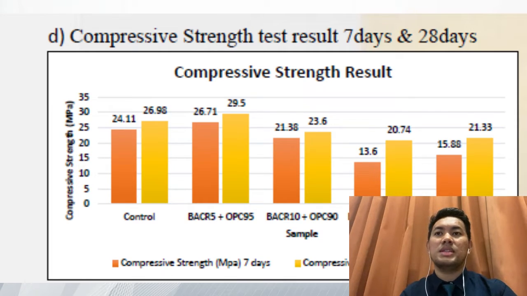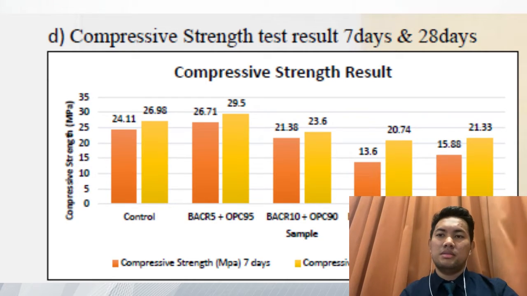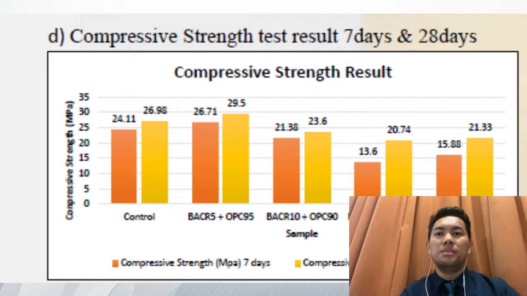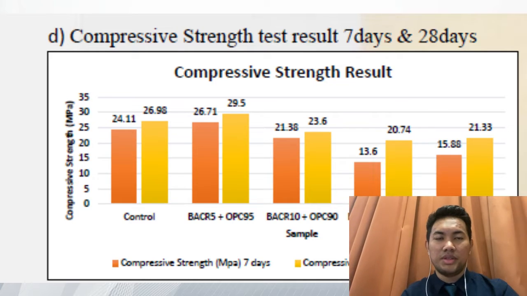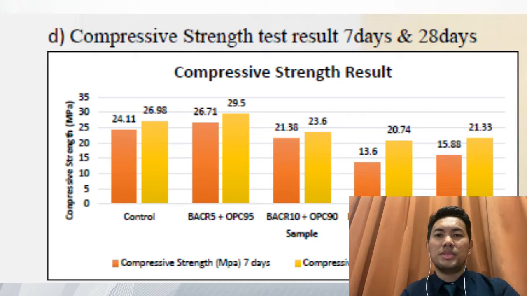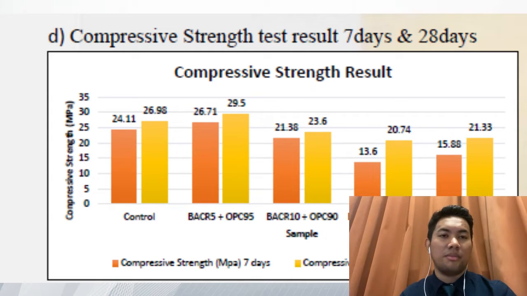While the compression test is shown in the figure using a bar chart. At day 7, maturity BACR5 measured 26.72 megapascal, while the control sample measured 24.11 megapascal. Compressive strength should reach 65% of the objective in 7 days, or 30 megapascal. The statistics show that only the control sample and BACR5 achieve 65% strength.